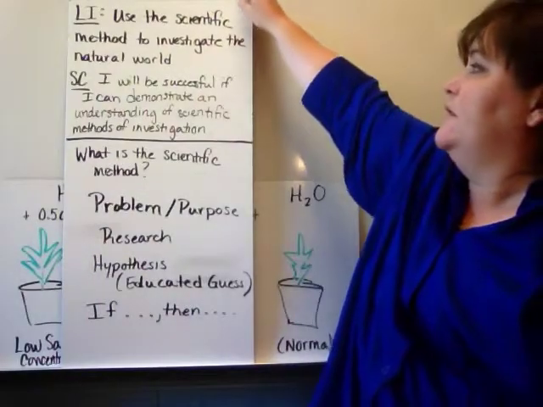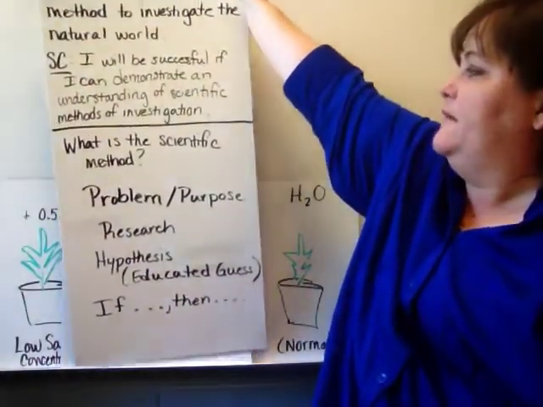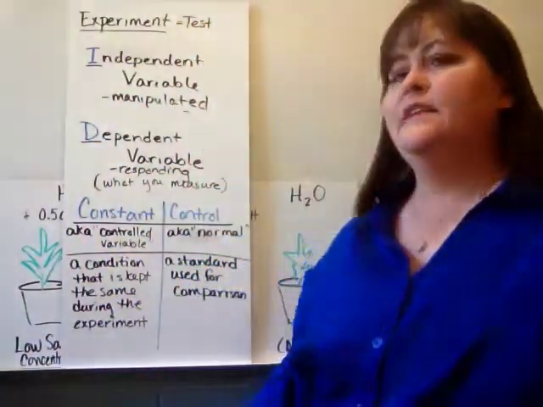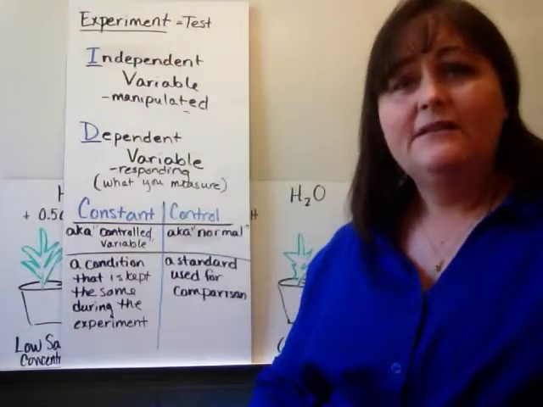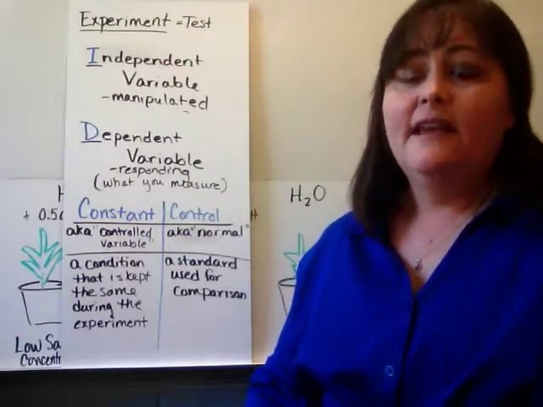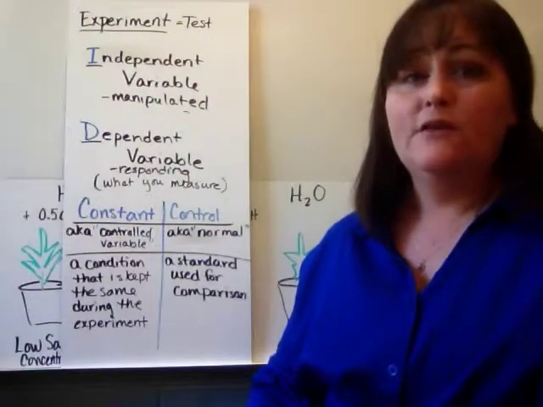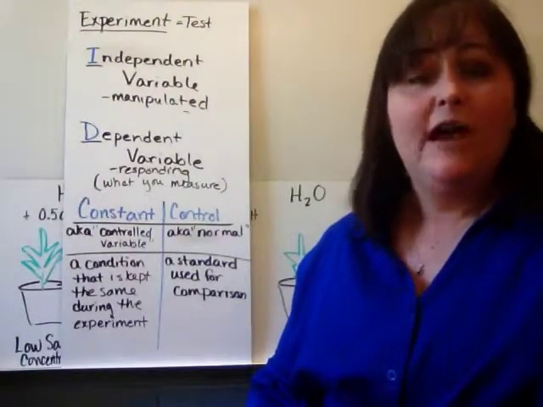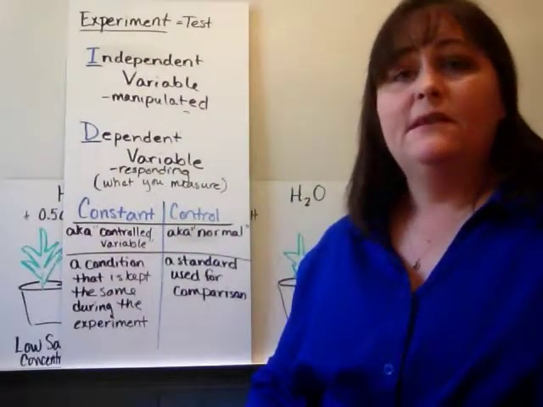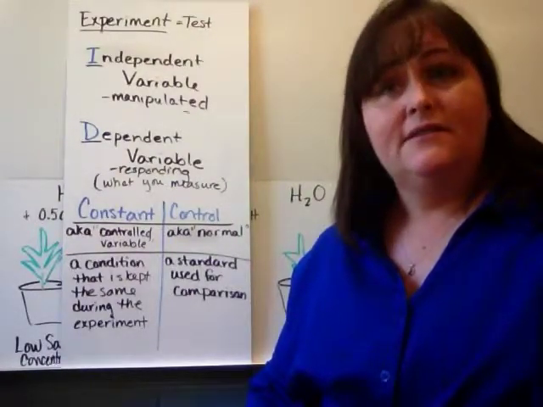All right, the next part of the scientific method that we're going to talk about is variables. And variables are used in experiments. An experiment is a test. Just like the test that you take at the end of the unit, that test tells me whether you understood everything and grasped all the knowledge that you were supposed to or not. Well, an experiment is a test of a hypothesis.